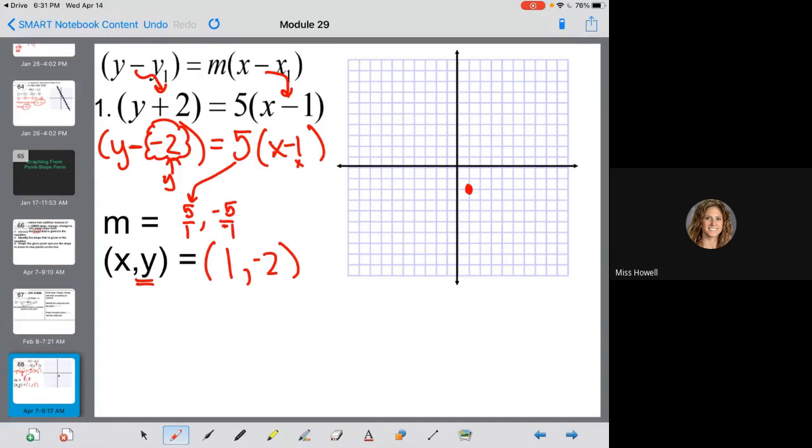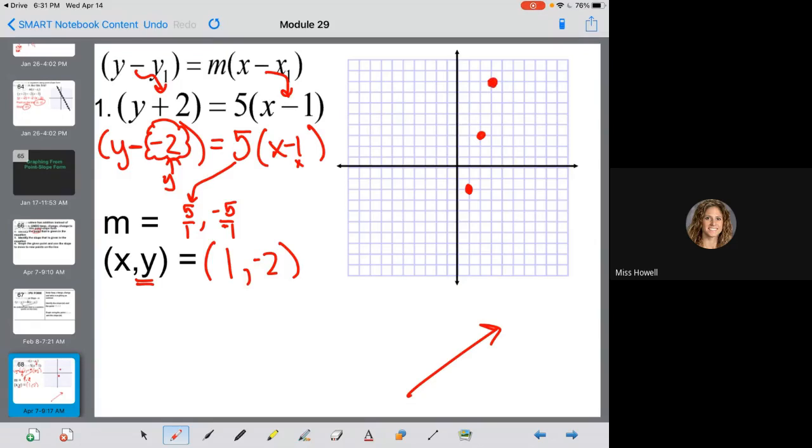That's our ratio that tells us how to rise up and run out from our point that we now know of 1 comma negative 2. So we're going to rise up 5, run out 1. This is positive slope. We should be going up the mountain when we're done graphing here. So up 1, 2, 3, 4, 5 to the right 1.